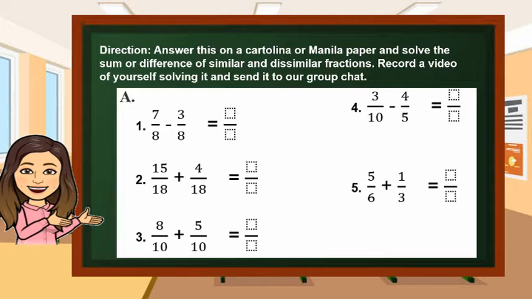Number 3, 8/10 plus 5/10. Number 4, 3/10 minus 4/5. Number 5, 5/6 plus 1/3.